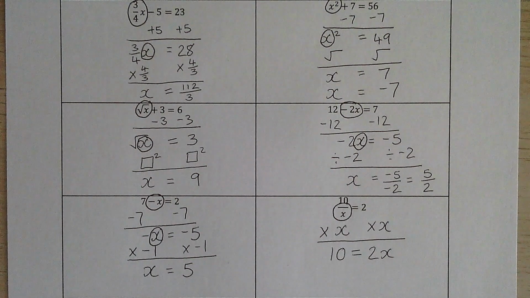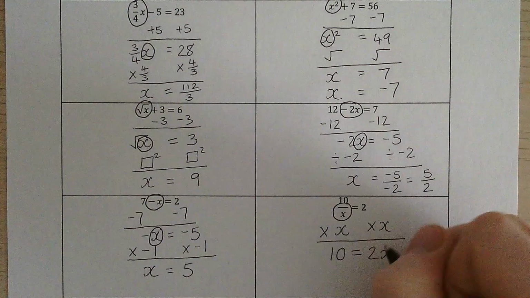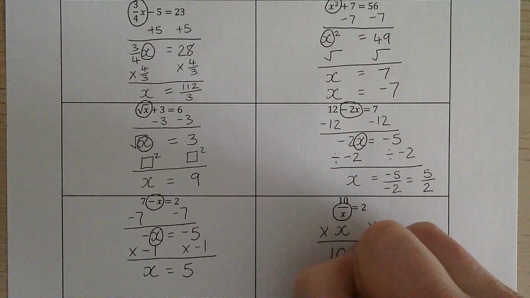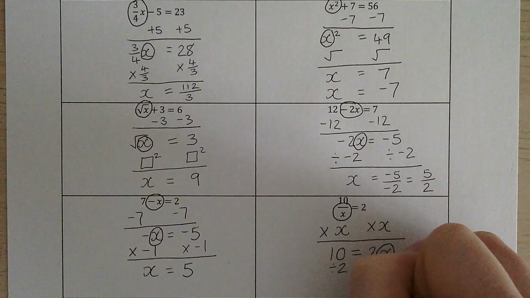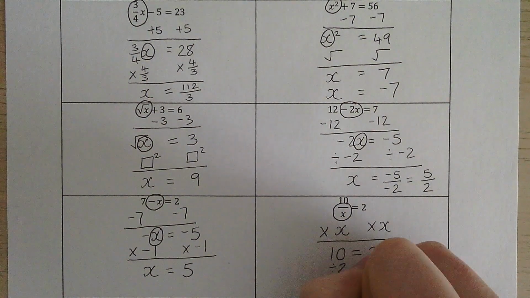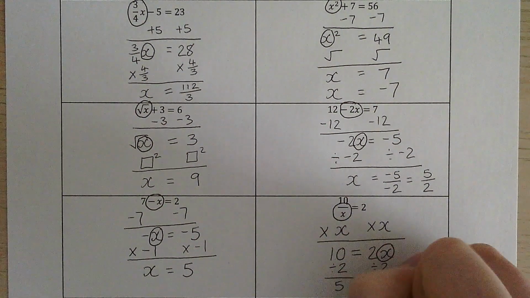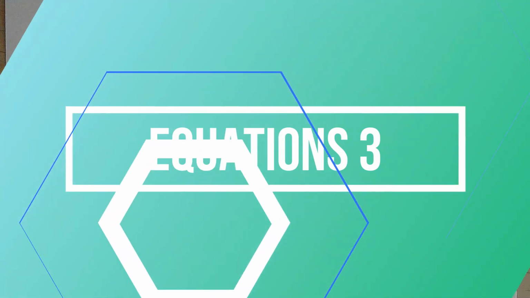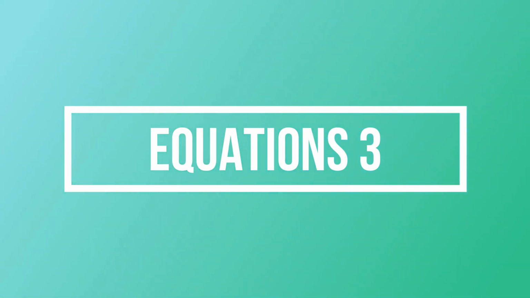This isn't the final answer, as x has not been isolated by itself. So to isolate x by itself, I now need to get rid of the multiply by 2. So we divide by 2 on both sides of the equation, leaving us with 5 equals x as the final answer to this equation. And that concludes today's lesson on equations.